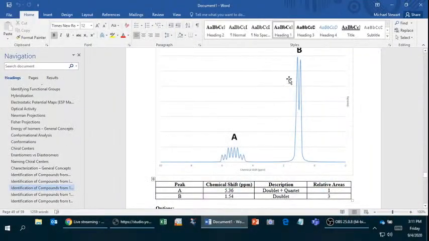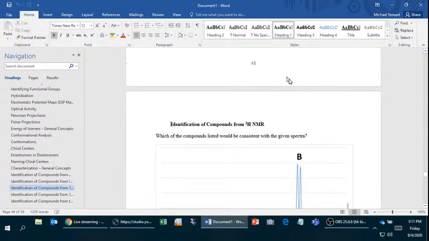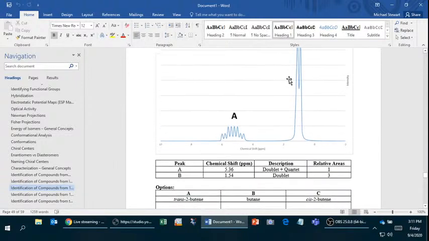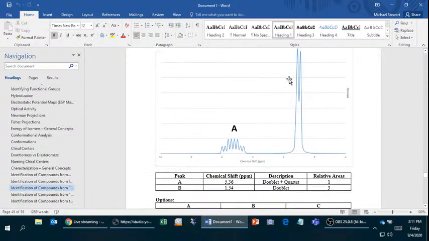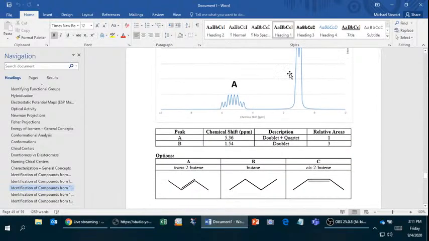So let's consider the first problem on page, looks like 49. The question is, which compound is consistent with the 1H NMR shown here? You're given a table below with peak A having chemical shift 5.26, peak B having a doublet at 1.54, and relative areas of 1 and 3. So which of these compounds is consistent? I'm going to write them up on the board behind me here. The thing here is the ratios.